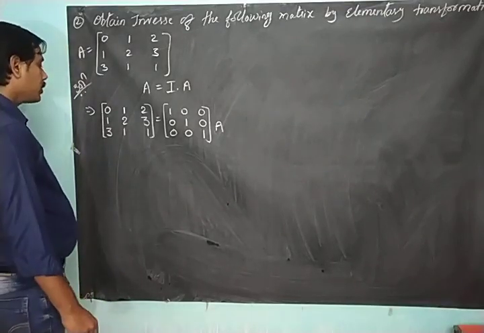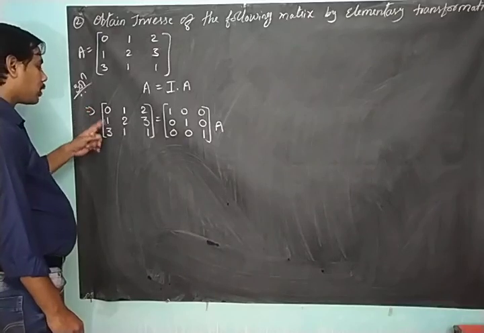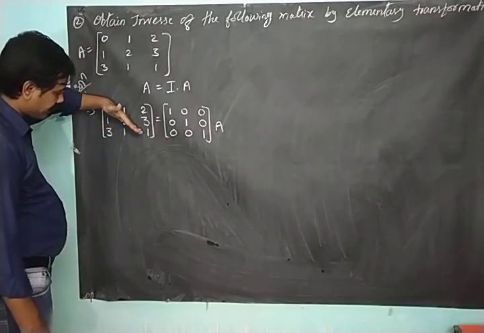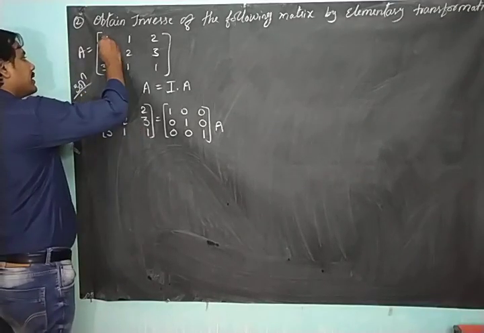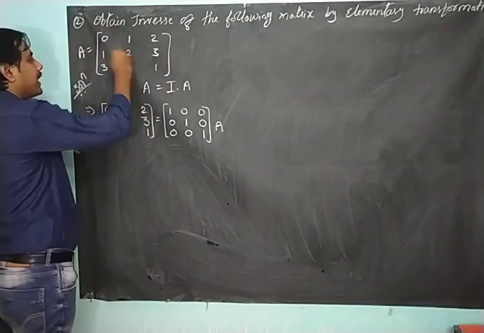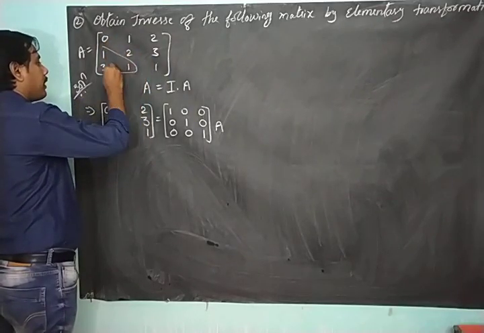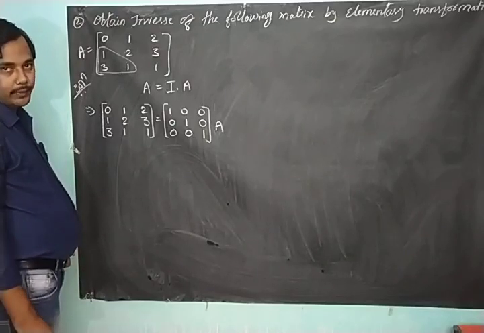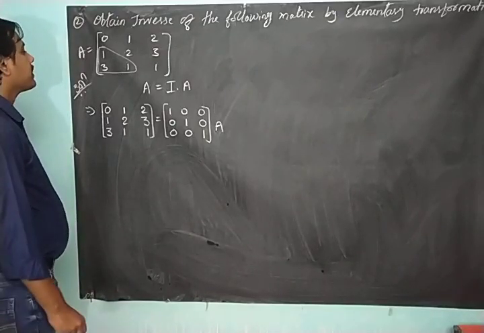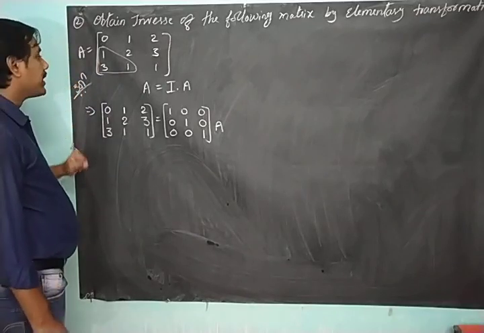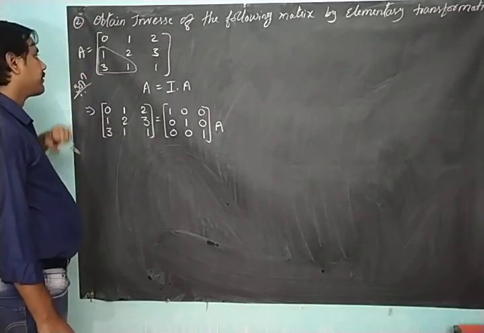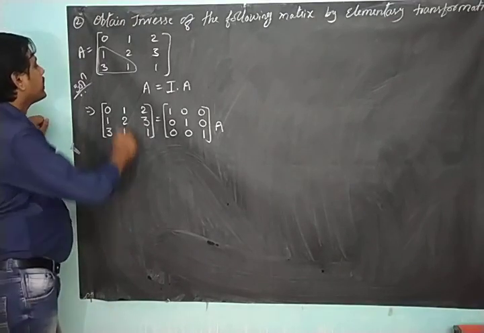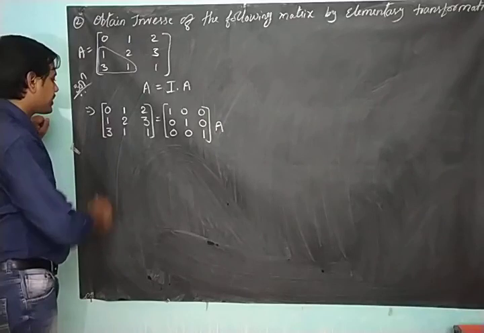Okay. Now what is the process? We should make all the elements below the principal diagonal as 0. What are the elements below diagonal? 0, 2 and 1 are the diagonal elements. So these are elements below diagonal elements. This is lower triangular elements. Right? We should make all of them as 0. So first let us start with 3. How to make this 3 as 0?